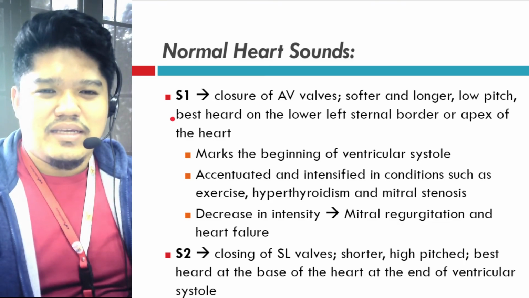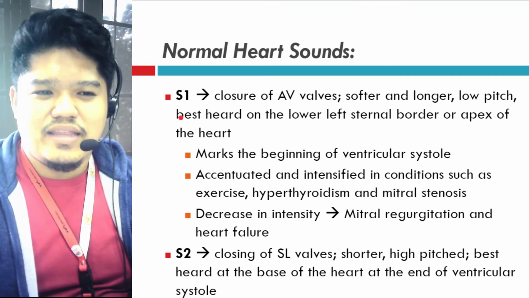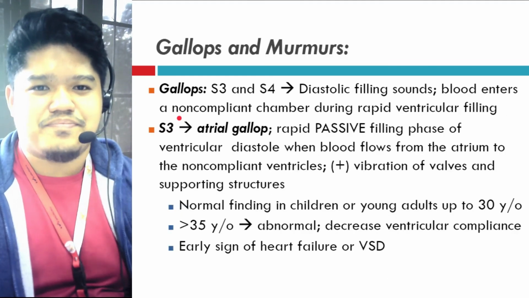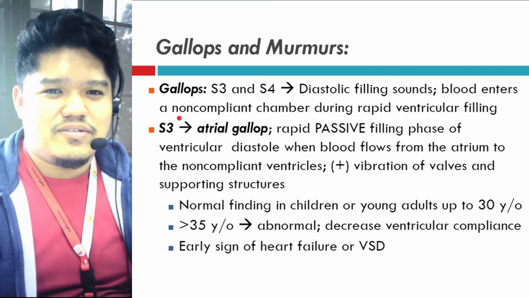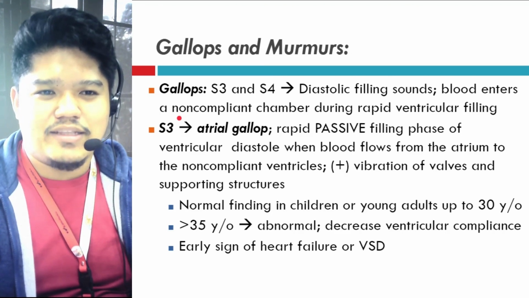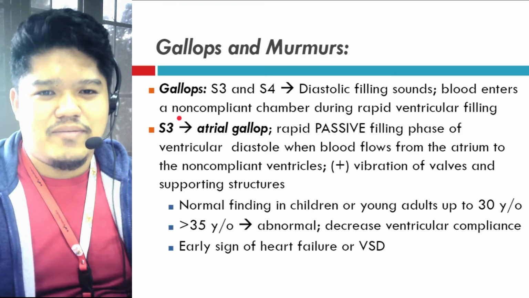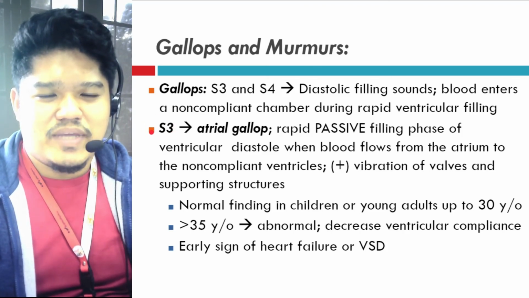S2, meanwhile, is caused by the closing of the semilunar valves, is usually shorter and high pitched, and is heard best over the base of the heart and at the end of the ventricular systole. S3 and S4 are considered to be abnormal heart sounds. So they are diastolic filling sounds when blood enters a non-compliant chamber during rapid ventricular filling. S3 or atrial gallop is a rapid passive filling phase of the ventricular diastole when blood flows from the atrium to the non-compliant ventricles.